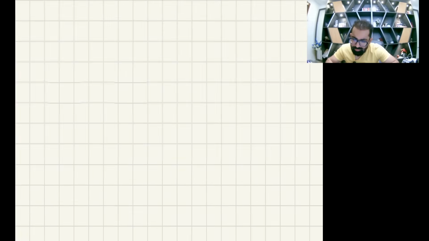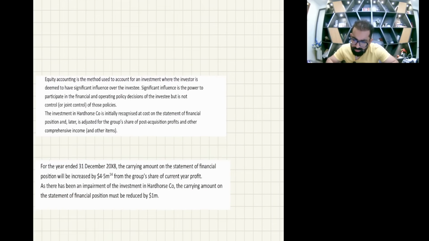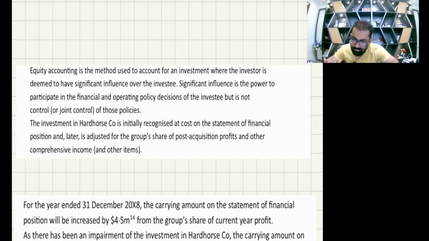I have something written for you, so please check it out. Equity accounting is the method used to account for an investment. Yes, the parent company is an investor, so the parent company is making the investment, where the investor is deemed to have significant influence over the investee. Yes, the associate is the investee. Significant influence is the power to participate. Yes, this is the definition.